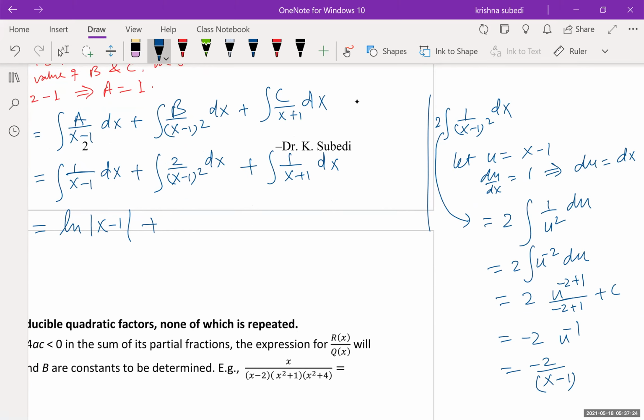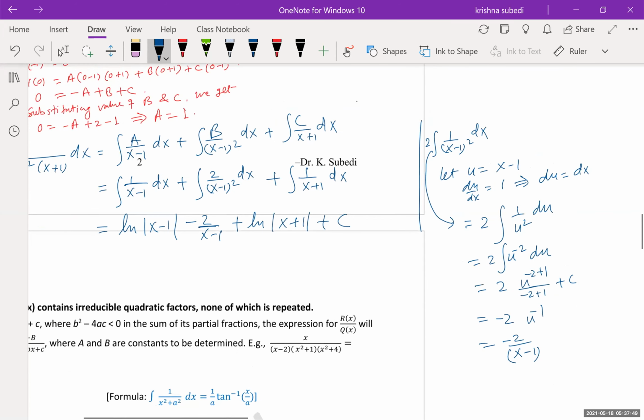Okay, so this guy will be what we just found, which is negative 2 over x minus 1, plus this guy will be ln of x plus 1, plus c. Done. This is the answer. But if you want to go further, what you can do is write this as ln x.